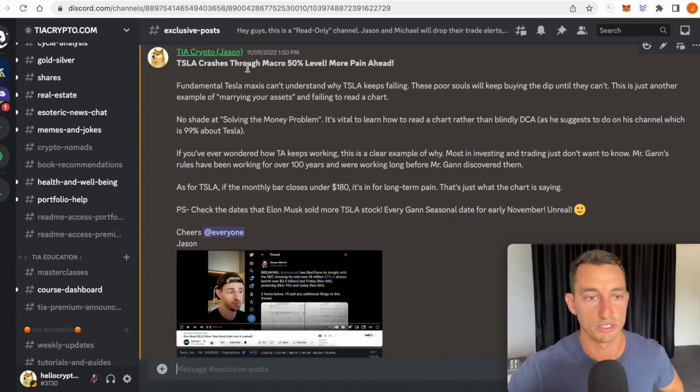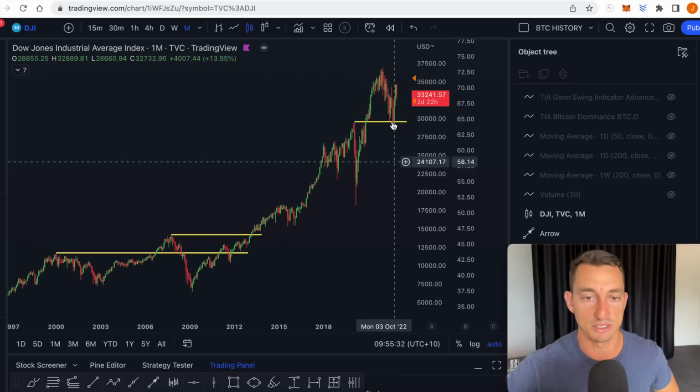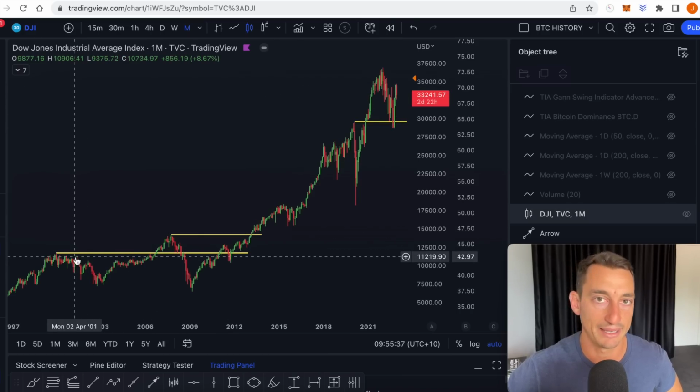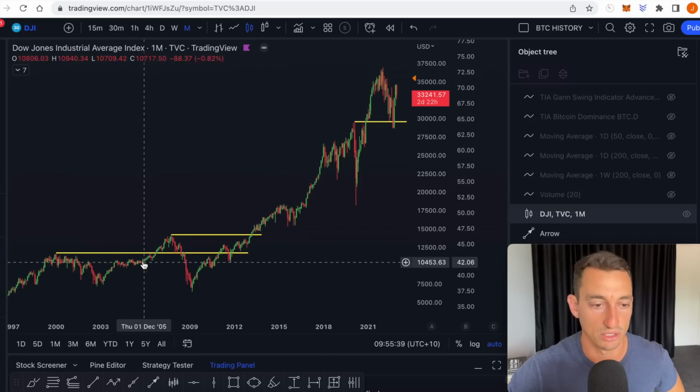Like I pointed out a few times here, in the case of Tesla, just looking at simple TA, the charts are just saying that. In this case, the charts were saying down. In this case, for the Dow Jones, the charts are saying up, and the Dow Jones in the past has led this second stage of the cycle as well.